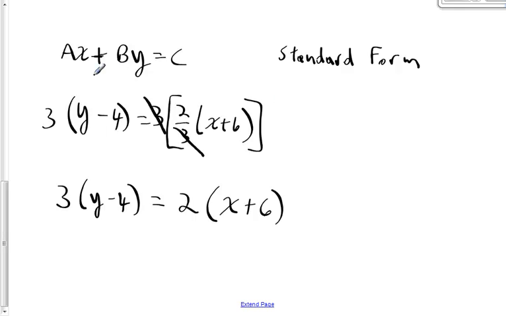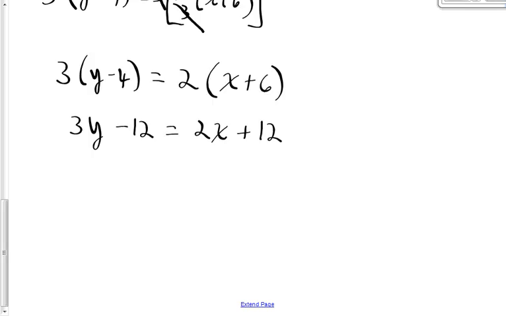Also, standard form doesn't have any parentheses, so I'm going to clear the parentheses by using the distributive property. So I'll distribute the 3 to get 3y minus 12, and I'll distribute the 2 to get 2x plus 12. Now I want to put all the variable terms on the same side and all the constant terms on the opposite side.